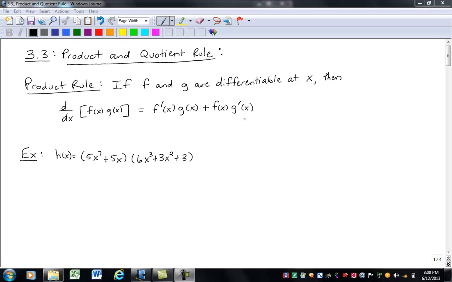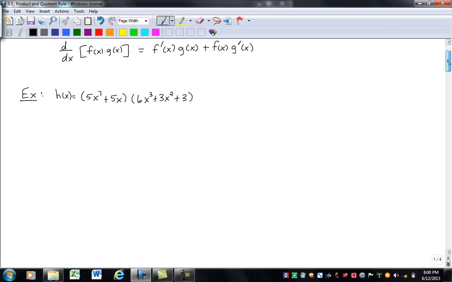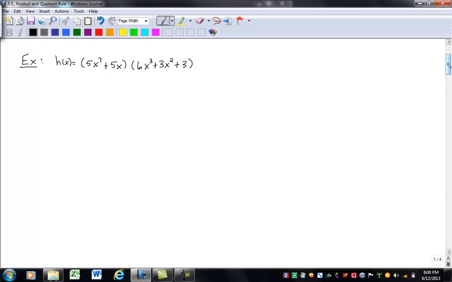So when you're using the product rule, you're identifying your f and your g, the two things you're multiplying, and then you take their derivatives and multiply them together that way. So this first problem, h of x is 5x to the 7th plus 5x times 6x cubed plus 3x squared plus 3. That would use the product rule because I'm multiplying two functions of x together. So I'm going to call the first one f, and the second one I will call g.